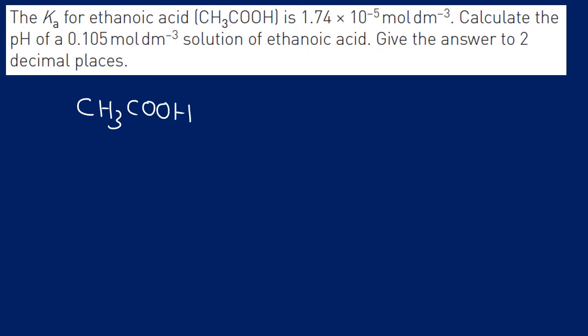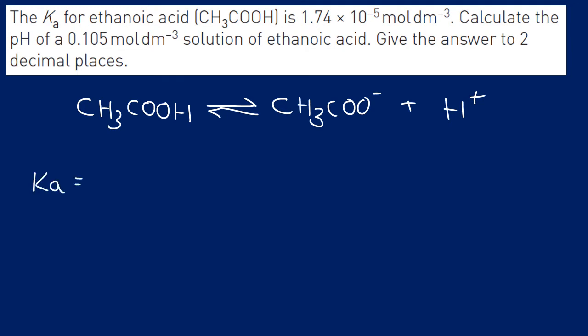Right, so we've got CH3COOH. We know it's a weak acid, so it's going to partially dissociate: CH3COOH into CH3COO minus plus H plus. We know it's going to do that, so we can come up with an expression for Ka: the concentration of CH3COO minus multiplied by the concentration of H plus, all over the concentration of the acid.